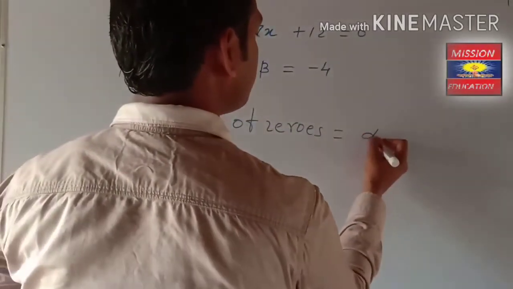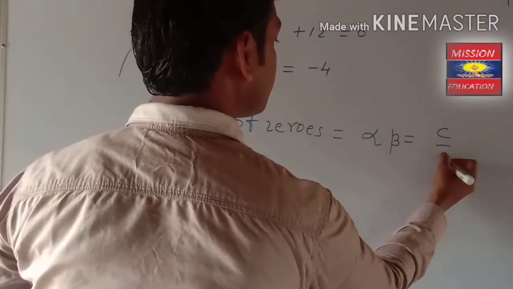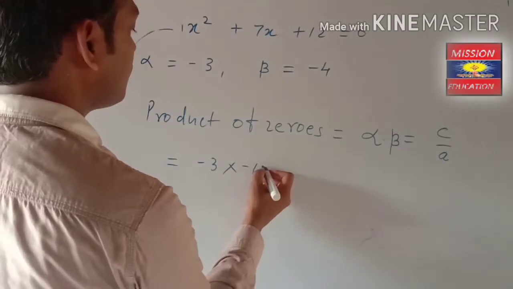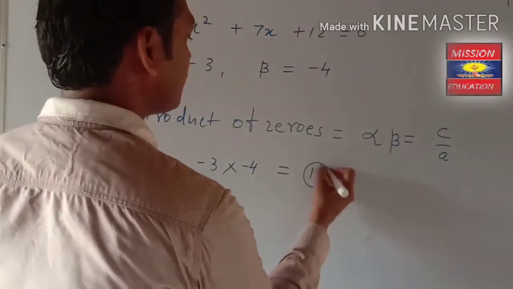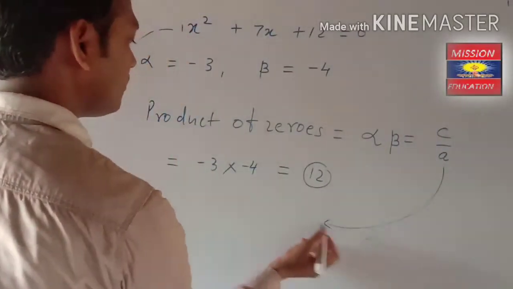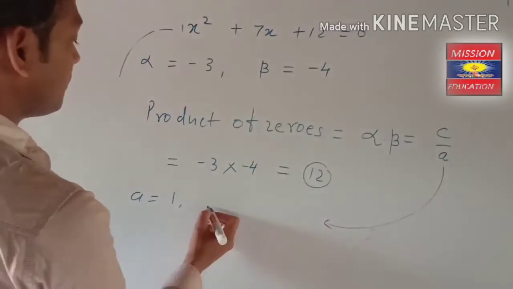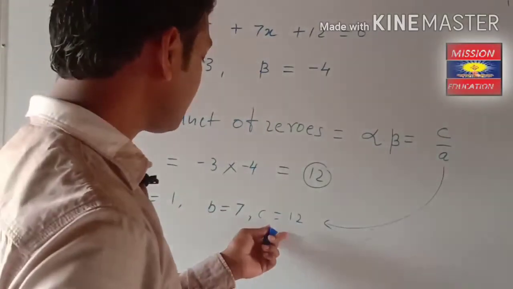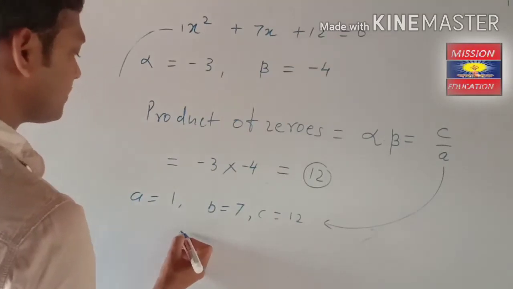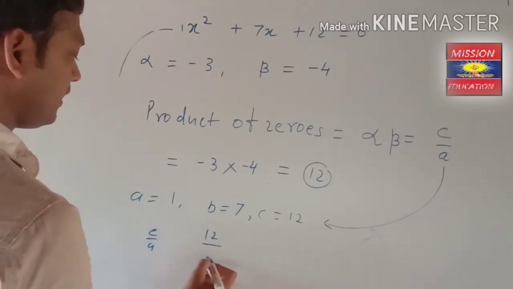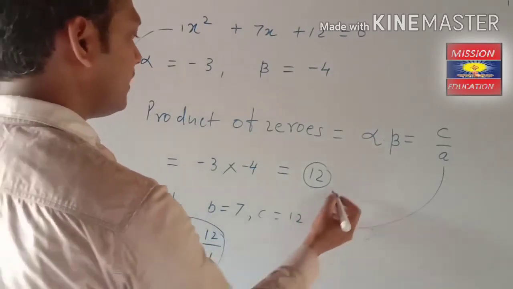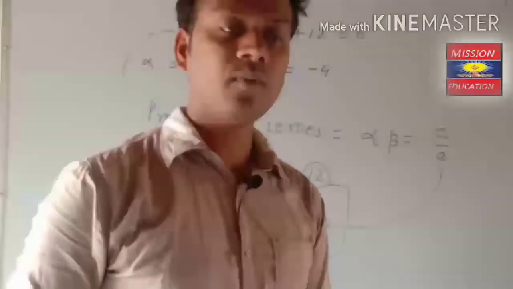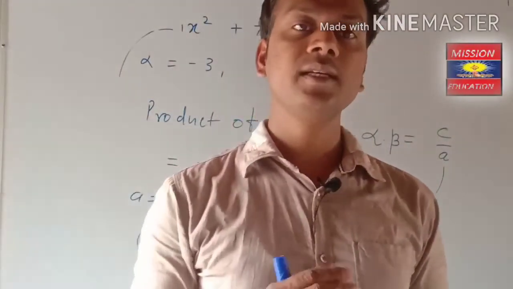Product of zeros means alpha times beta. The formula I told you is c upon a. You can get it from here too: alpha = -3, beta = -4, and (-4)(-3) = 12. Or directly comparing, a = 1, b = 7 and c = 12, which we got when we compared with the standard polynomial in the previous topic. So we can find the same value by multiplication or by our formula. Always remember: -b upon a is the sum of the zeros and c upon a is the product of the zeros.